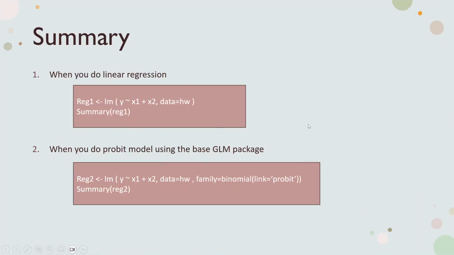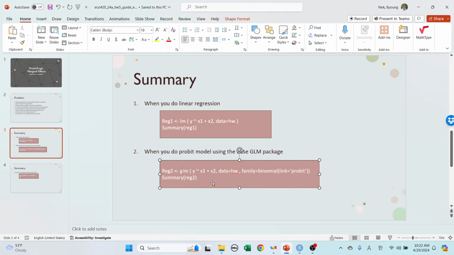So back to PowerPoint, my summary is, when you do linear regression, I recommend you save the linear regression result to this, and then call for summary of that result. Then you are going to get the regression table. And of course, later you may use Stargazer using this result. When you do the probit model using generalized linear model package, you may just use similar, like glm, it's a typo. Sorry about that. This should be glm.